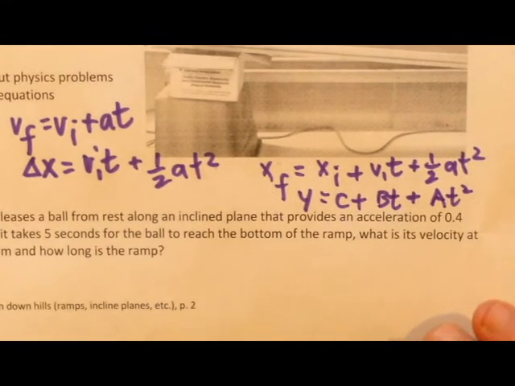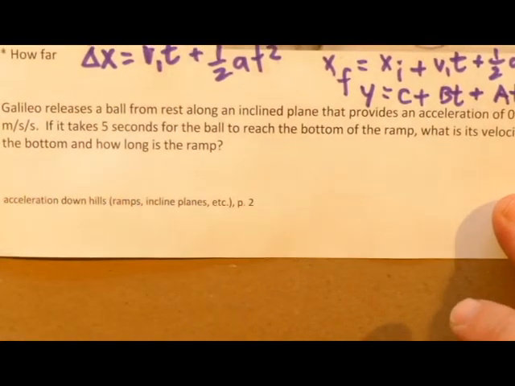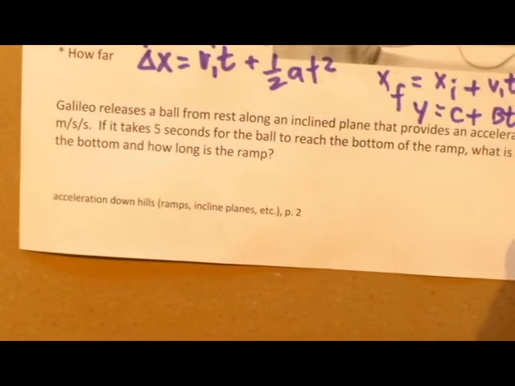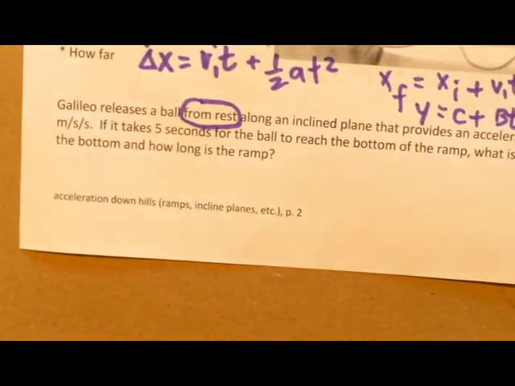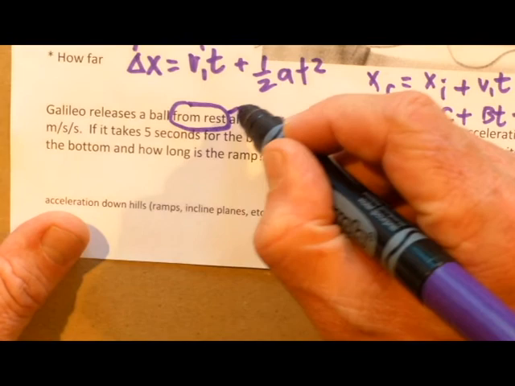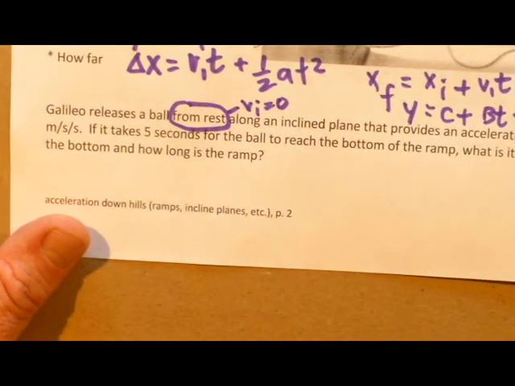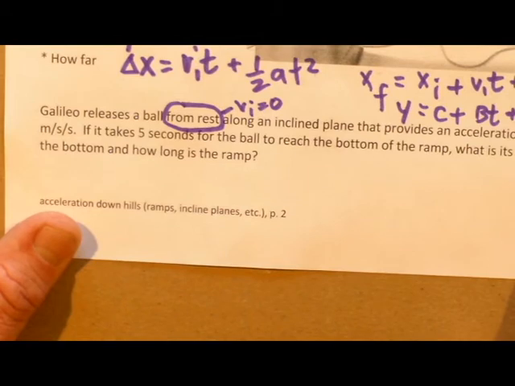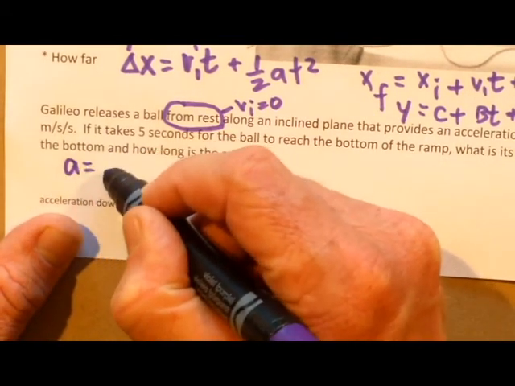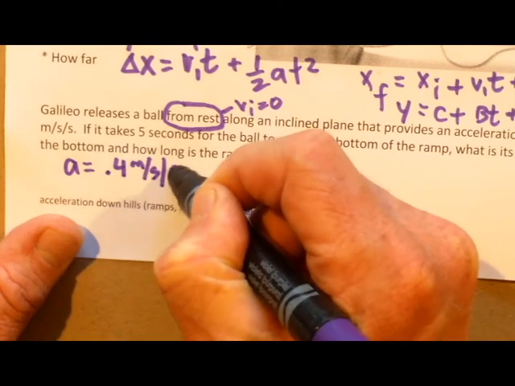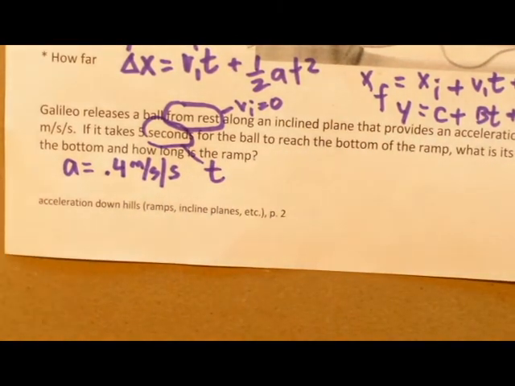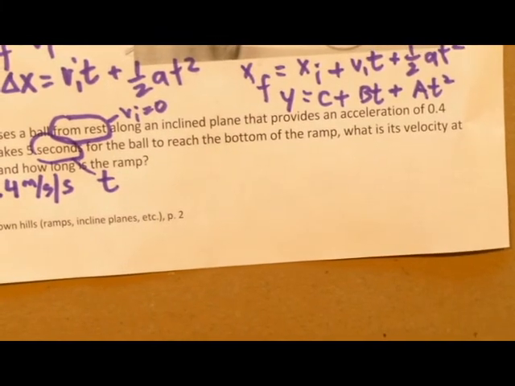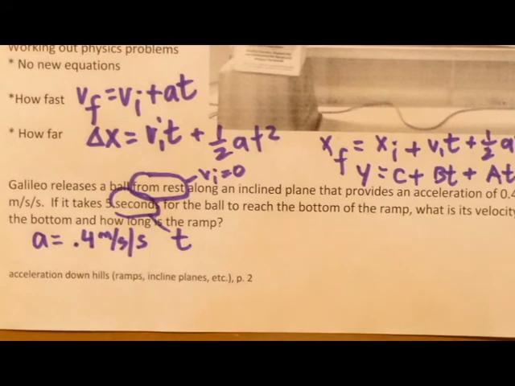Well, these problems that you might see aren't really that challenging. Let's say Galileo releases a ball from rest. Again, from rest means what? Well, it means that your initial velocity is 0. So he's releasing this ball from rest along an inclined plane that's providing an acceleration of 0.4 meters per second squared. So that's our acceleration in this problem, there's our A. If it takes 5 seconds, so that's our T, for the ball to reach the bottom of the ramp, what is its velocity at the bottom of the ramp, and how long is the ramp?